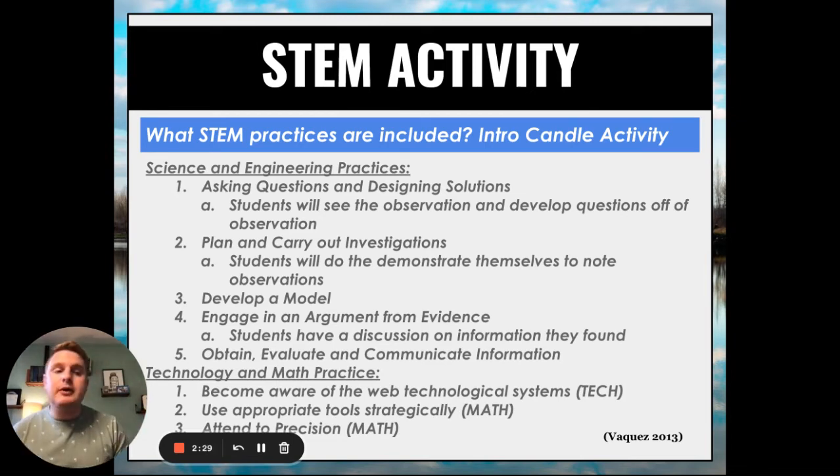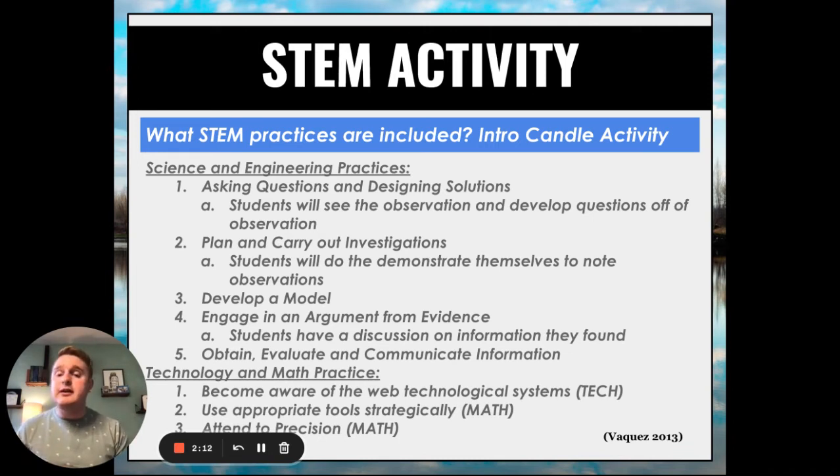We develop a model after we do a little bit of research, and then we engage in an argument from evidence based on our model by doing a model critique to see how our models differ from one another. And then finally, we obtain, evaluate, and communicate all that information with a nice write up.